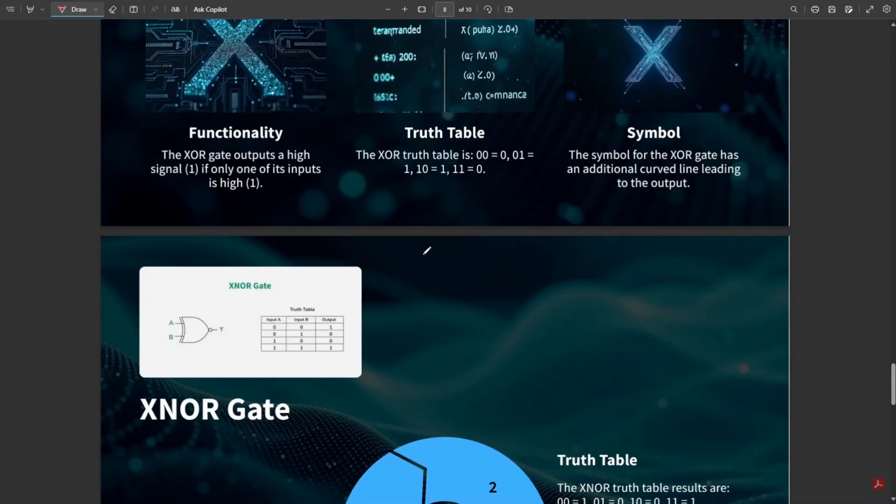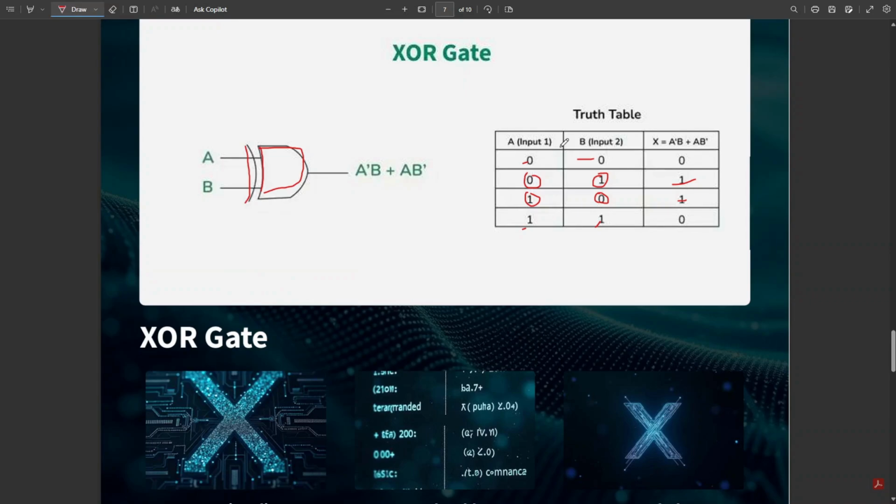So the XOR gate outputs a high signal 1 if only one of the inputs is high. Just like we say, this is another way of saying the exact same thing. XOR outputs 1 only when one of the inputs is 1. So we can see this is 1 here, this is 1 here. So only one of the inputs is 1. That's the main thing, only 1. So we have 1 here and 0 here, so the output is going to be 1.